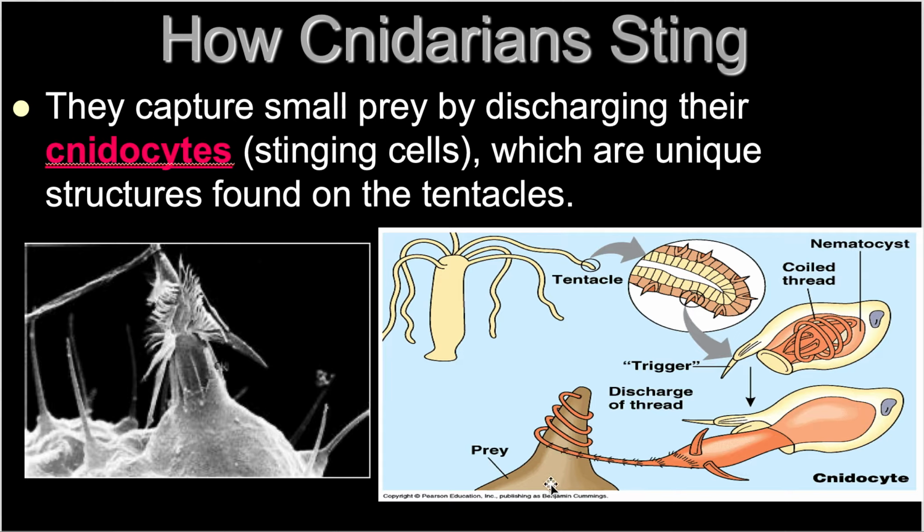This little thing here is the prey. The tentacle has the stinging cell, and the nematocyst is inside of it, coiled up, and then it releases and attaches.